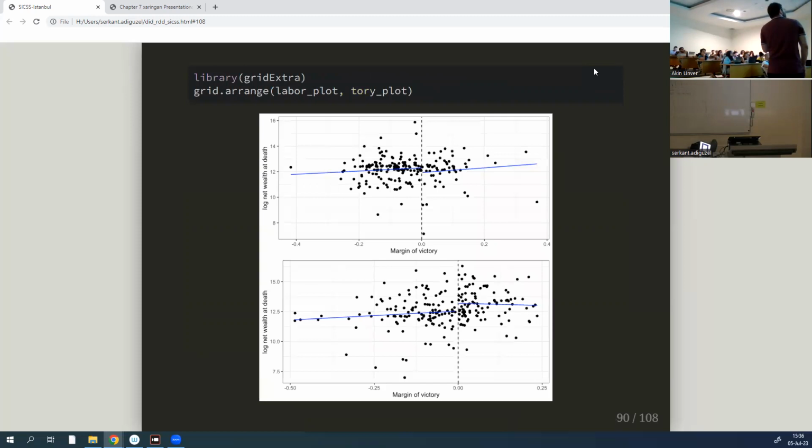And so I'm just making this nicer. gridExtra is just a library that allows you to put figures side by side. So here this is a plot for Labour, and this is for Tory. And look, for Tories, for conservatives, there's a jump just at the threshold. So, and this says something, right? And by the way, here I'm using the whole sample. So I'm not focusing on a window. That's a whole other story. But if you just do predictions at the margin, that difference is the RDD estimate here.